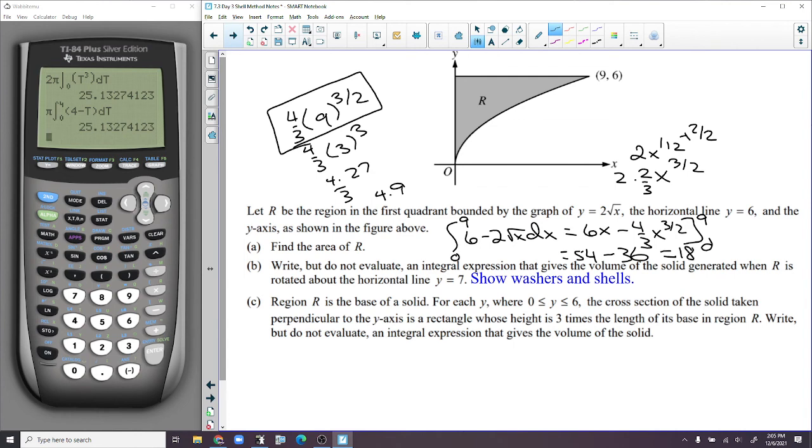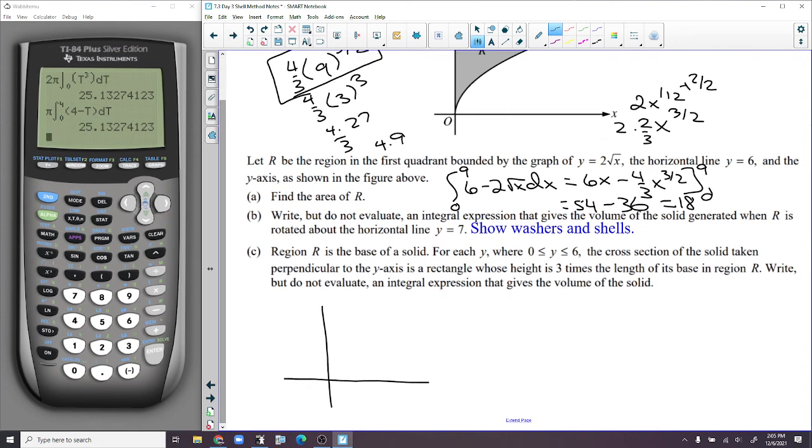Write, but do not evaluate, an integral expression that gives the volume of the solid generated when R is rotated about the horizontal line y equals 7. So I didn't make a lot of room. Here's y equals 7, and then this would be halfway around like that. So that's similar to one we just did. You can use shells. You can use washers also. Let's do shells. Pick an x value, pick a y value. Here's halfway around. I'm going to rotate that around.